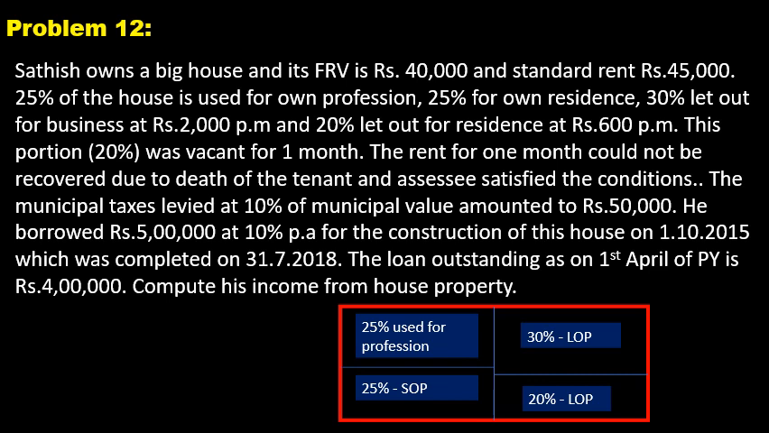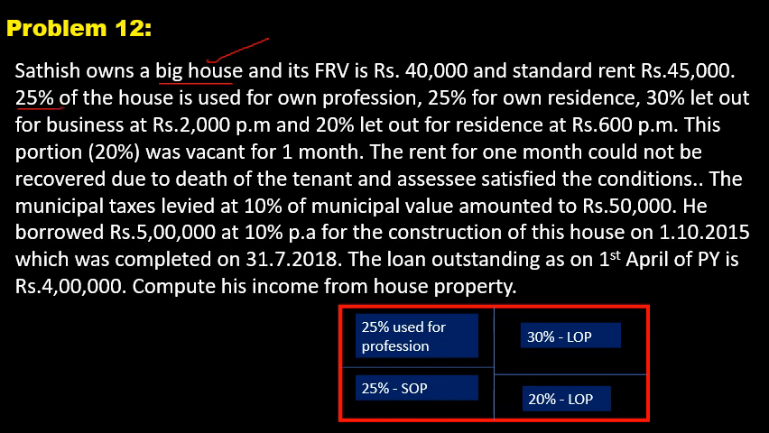25% of the house is used for own profession, 25% for own residence, 30% let out for business at rupees 2,000 per month and 20% let out for residence at rupees 600 per month. So here in this problem, SSC is the owner of a big house. Let us consider this as a big house. He is the owner of a single building which carries 4 parts.